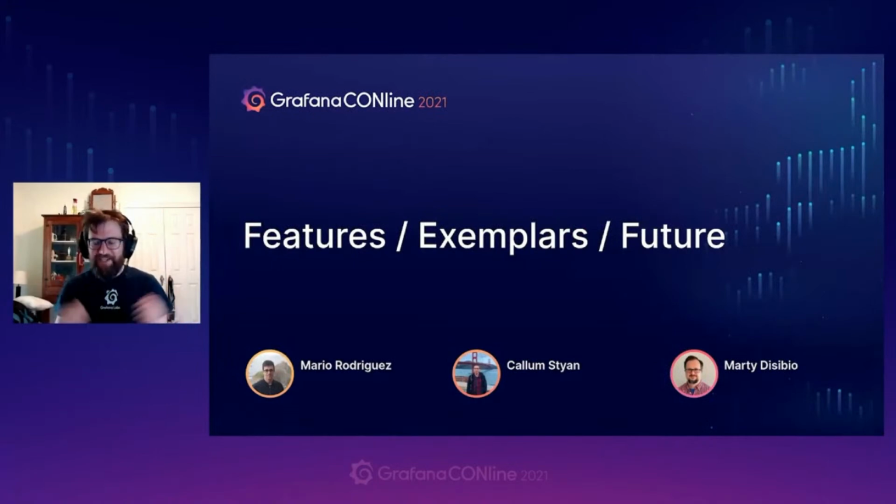So in this session, we're going to be talking about a few other things. Mario is going to be talking to us about some of the features we're announcing today, available in Grafana Tempo and in the agent. Callum is going to be talking about exemplars, the state of exemplars, and how far we've come in terms of offering those in both Prometheus and in our backend Cortex. And then Marty is going to be talking about the future of Tempo and the vision over the next 6 months, year, 18 months, and where we intend to take Tempo over the next bit here.